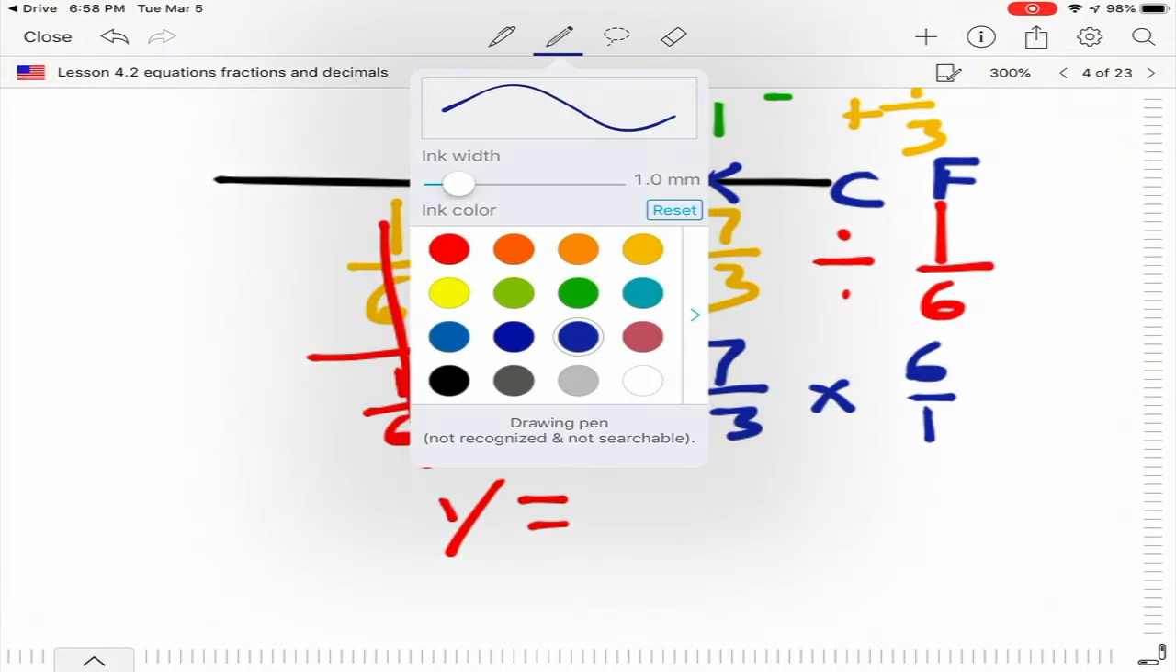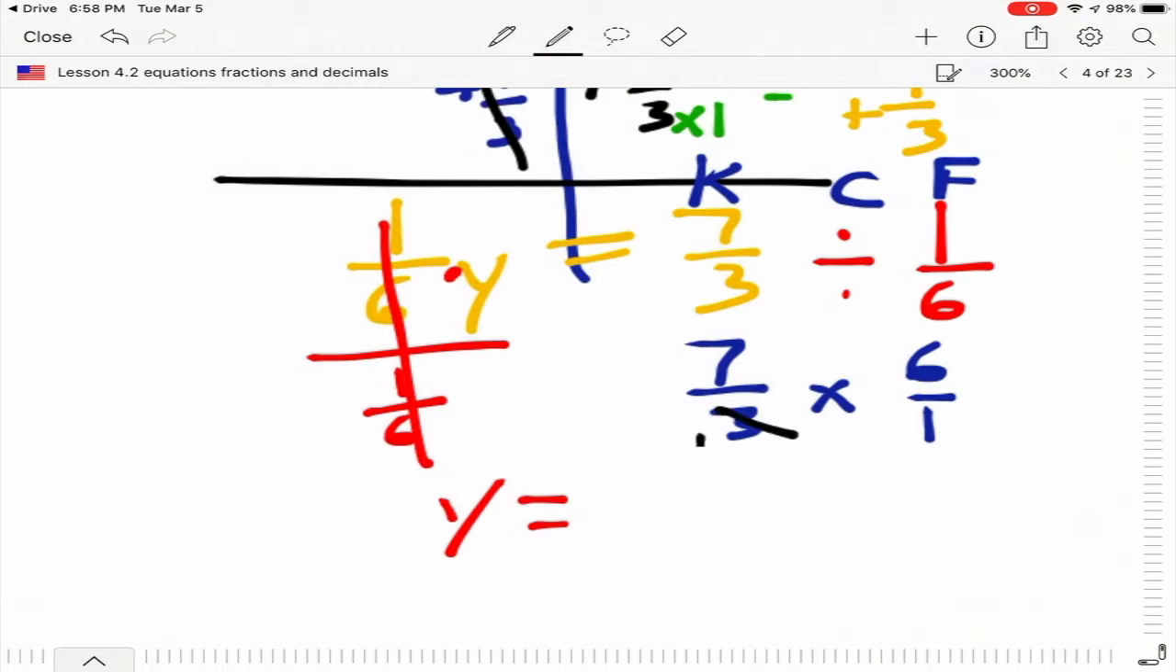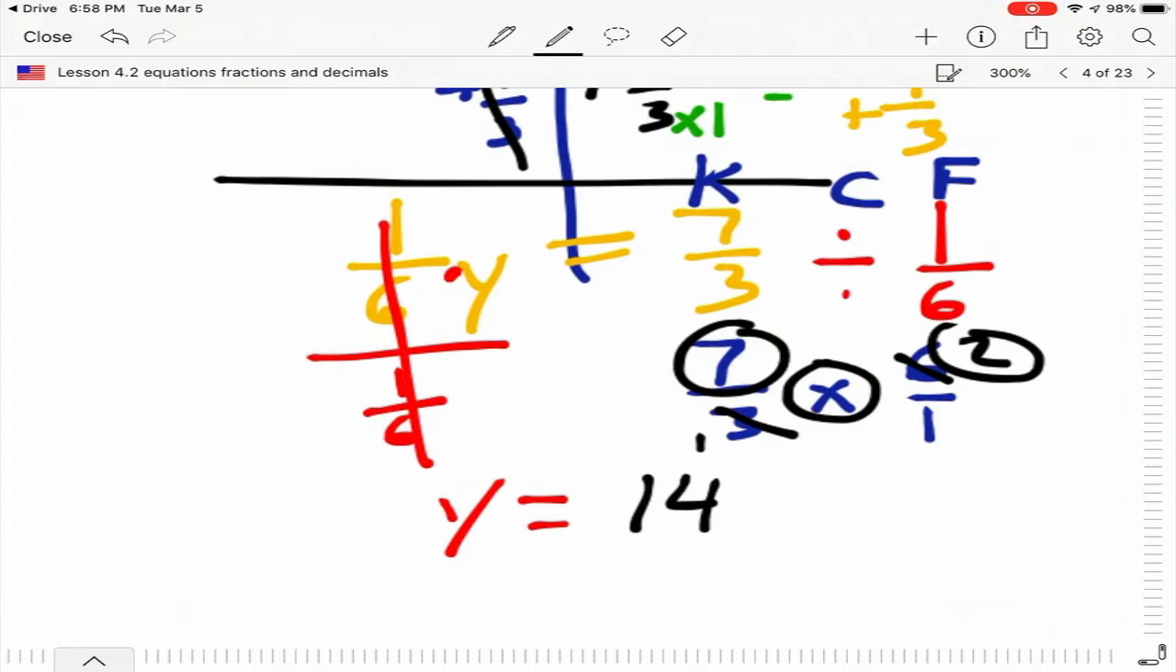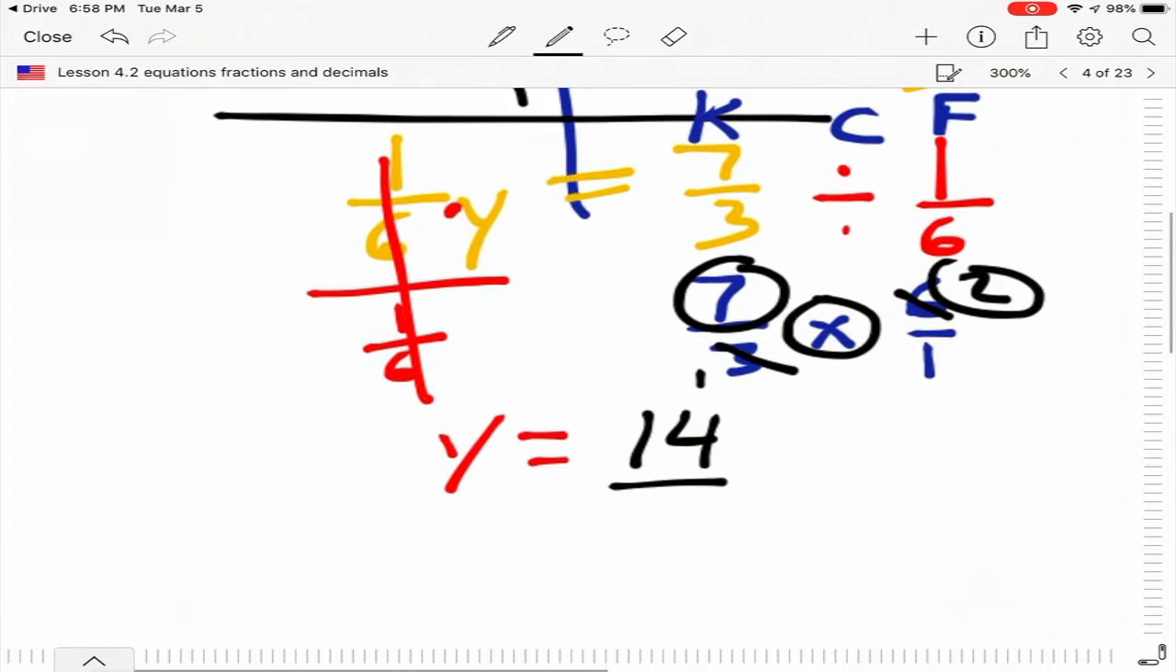And then you can solve this. 3 goes into 3 once, 3 goes into 6 twice. And 7 times 2 is 14. 1 times 1 is 1. So it'll be 14 over 1, which is just y equals 14.